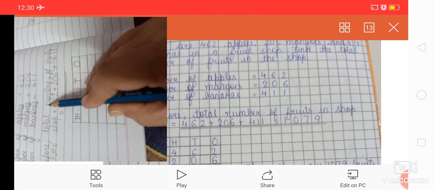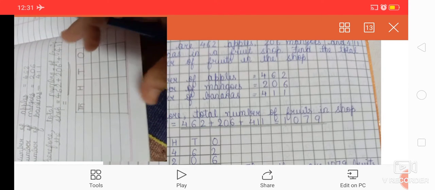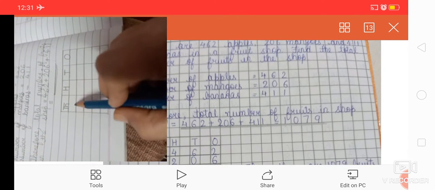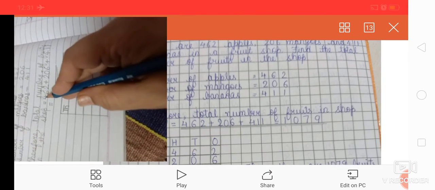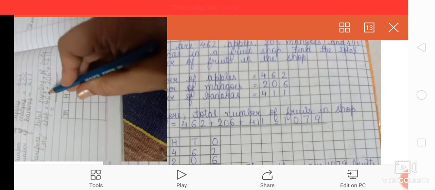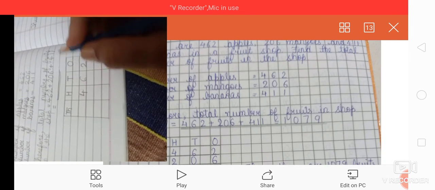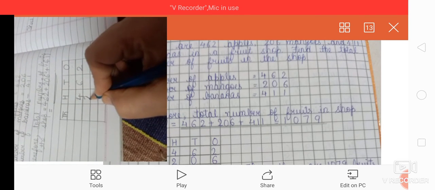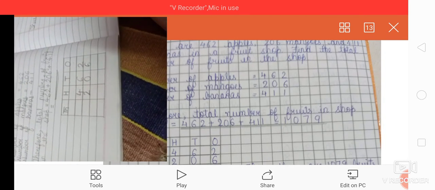This 4 comes under hundreds number, 6 comes under tens and 2 comes under ones place. So now we will arrange this number in the proper columns. First column we leave for the carry forward of the numbers. So we will write in the second column. 4 comes under 100 place, 6 comes under 10 place, 2 comes under ones place. So 462. Now what is the second number? 206. So 2 comes under 100 place, 0 comes under tens place and 6 comes under ones place.